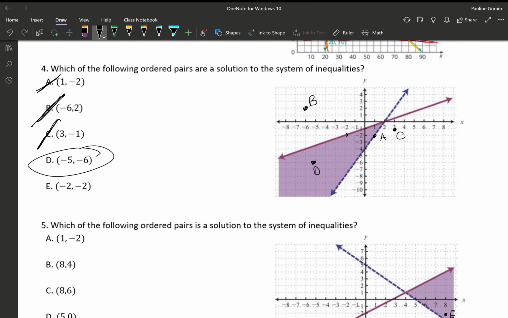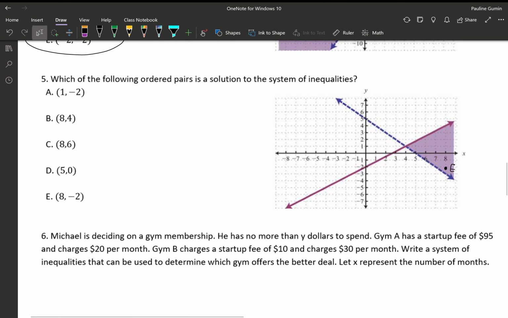(-2, -2). Ooh, that is on a solid line, which means it is part of our solution. Because solid lines are less than or equal to's or greater than or equal to's, it has an or equal to, which means we can equal that line. Let's do the same thing for number 5.